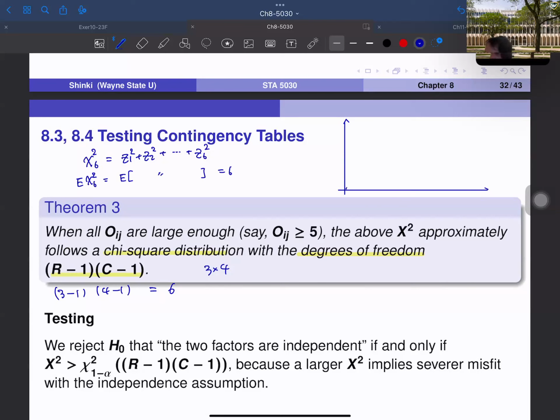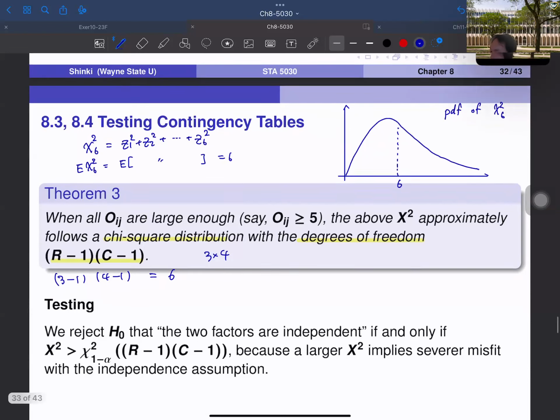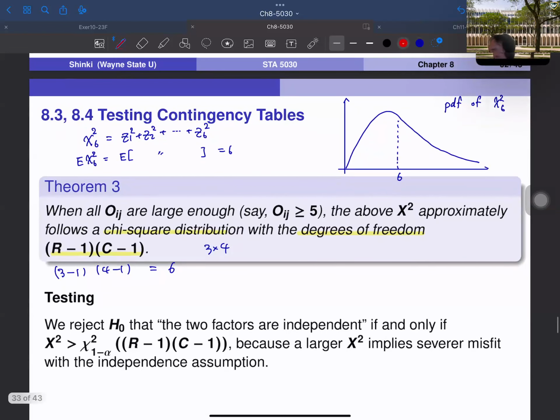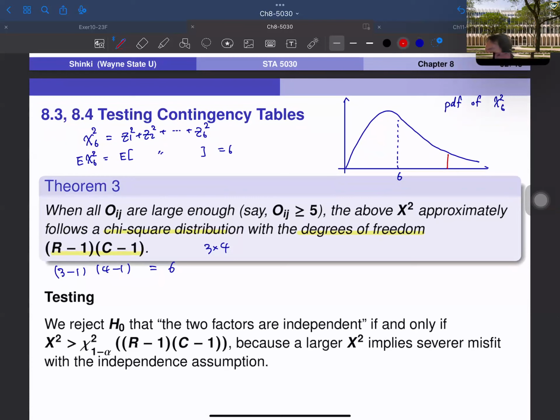So the chi-square 6 distribution is somewhat like this. So 6 is the mean, which is probably slightly larger than the mode. And this is the probability distribution, the PDF, of chi-square 6. And if this discrepancy is large enough, then we reject the null hypothesis. So if our significance level is 5%, then we take 5% of this, and this is the threshold, the chi-square 1 minus alpha quantile. Then we reject if our test statistic falls in this range.